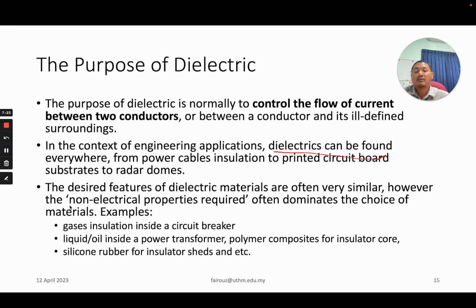We have a selection of gas, solid or liquid insulation or dielectric materials to choose from, but which one is the best depends on the application, right? Such as in a circuit breaker, we use gas as the best insulation. In a power transformer, we use both liquid oil and solid insulation, and there are also power transformers which only use solid, all right. Insulator cores use polymer composites, and silicone rubber for insulator sheds, and so on, right?